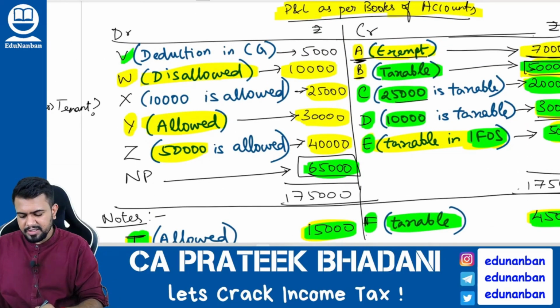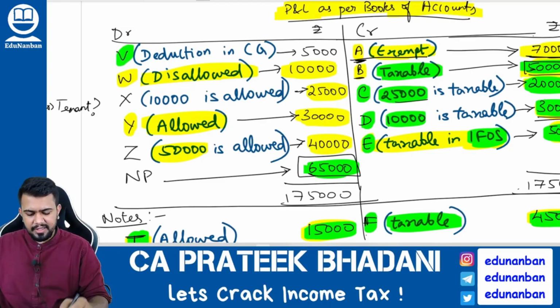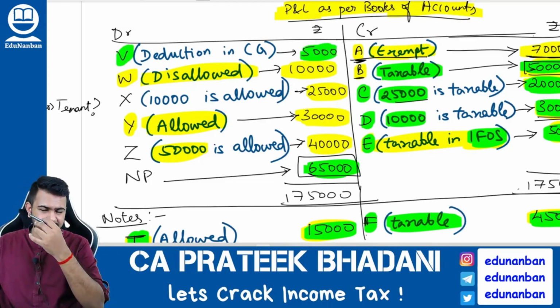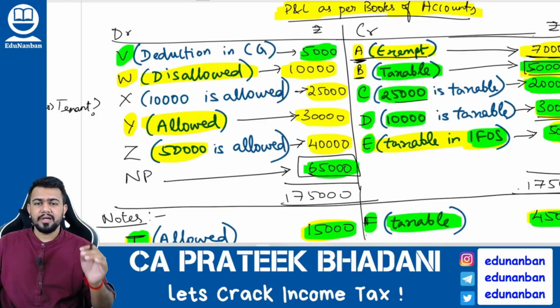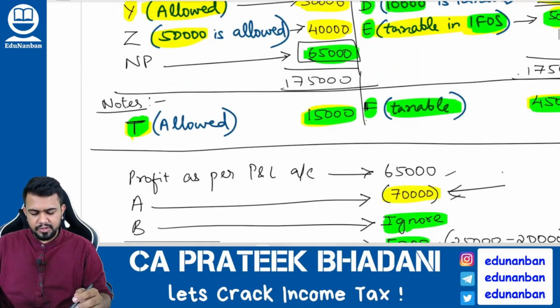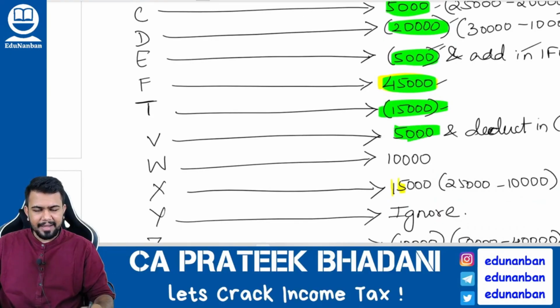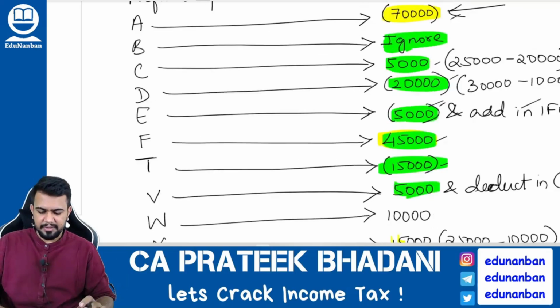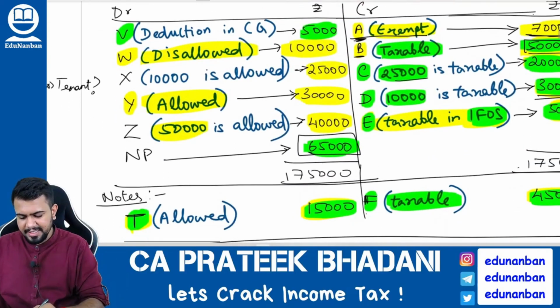Next, transaction number V. Transaction V is an expense of 5,000 which is there in profit and loss account. However, this expense is allowed as a deduction in the capital gains chapter and not the PGBP chapter. So now what you have to do? Add it back to the profit in PGBP and reduce it as a deduction under the capital gain chapter. Next, transaction W.